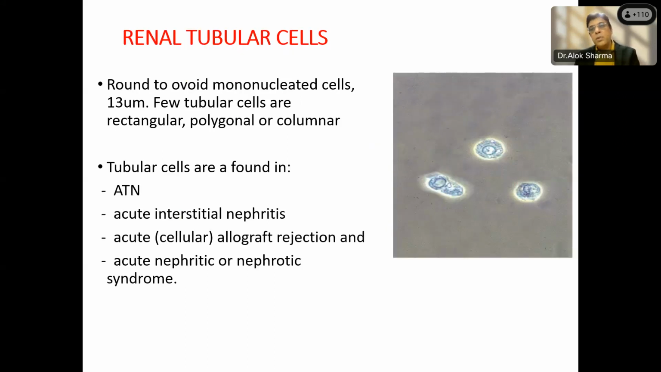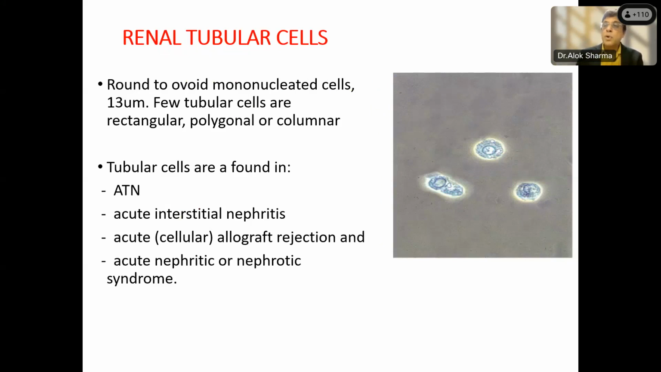Now coming to the tubular cells. You can also get a lot of tubular cells in urine, and you can identify them. They are mononucleated cells, easily identifiable, and slightly larger than the usual lymphocytes or neutrophils. As neutrophils would be around 9 to 10 microns, these are slightly larger, 13 to 14 microns, and they can be rectangular, polygonal, or columnar depending on where they are arising from.